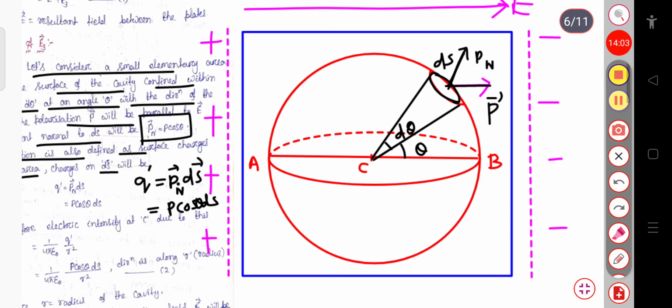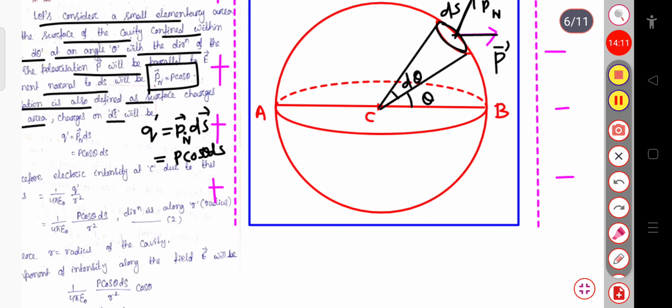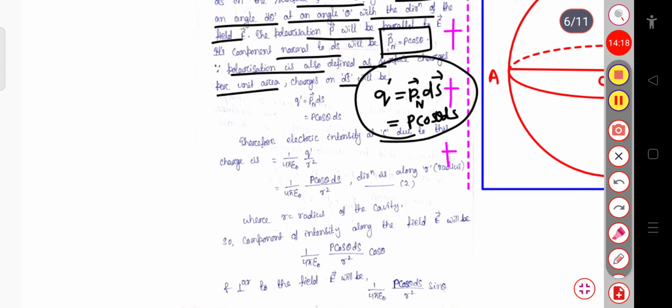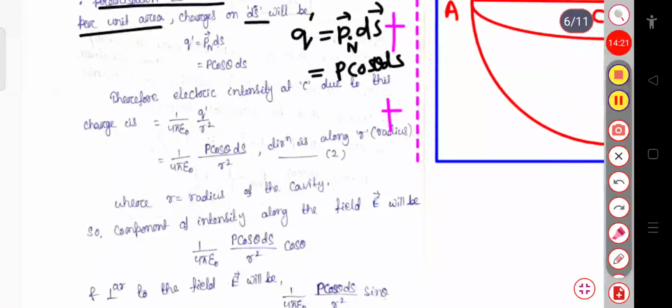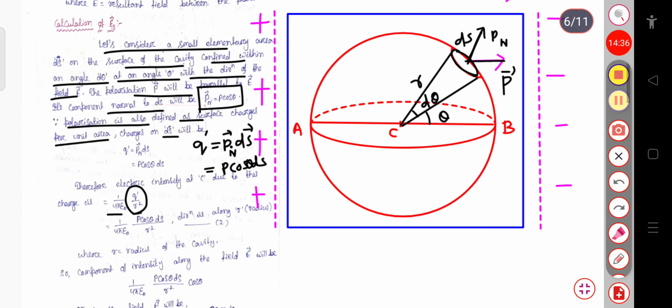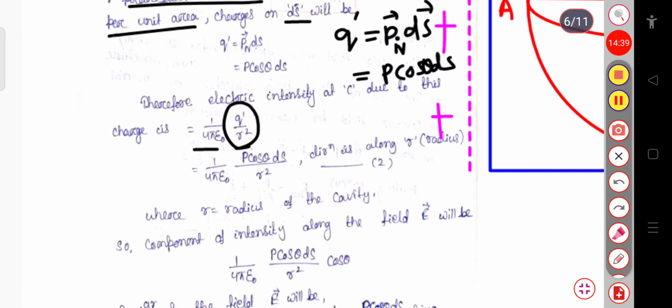Now we will calculate the electric field intensity at the point C due to this charge. Because of these charges, that is q prime, we will calculate the electric field intensity at the center C. The electric field intensity at the point C due to this charge will be equal to 1 by 4 pi epsilon naught into q prime divided by r square. What is this r? This r is nothing but the distance, the radius, that is r. Now if I substitute this q prime value, which is P cos theta ds, divided by r square, the value of the electric field intensity at C due to this charge will be equal to 1 by 4 pi epsilon naught P cos theta ds divided by r square.